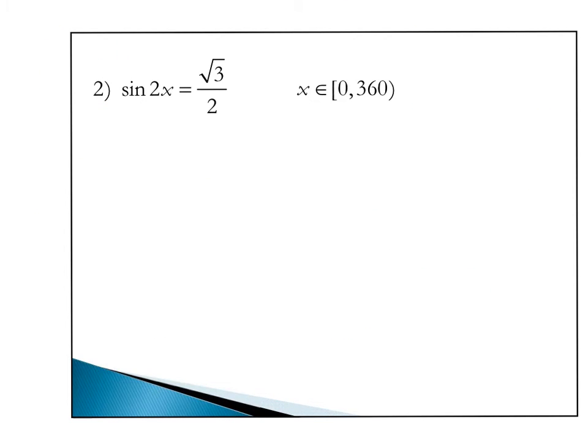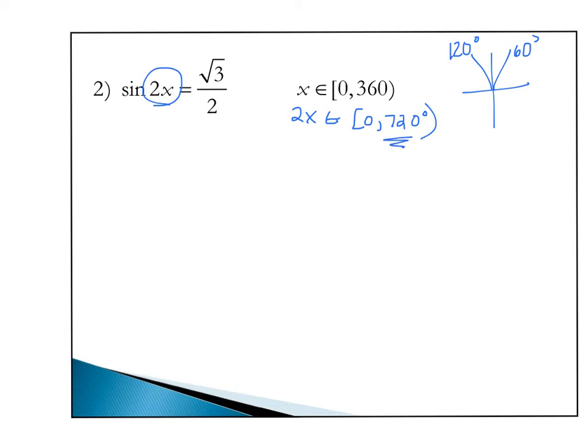Notice in this problem here, I now have a double angle problem. Since my x has been multiplied by 2, my interval needs to be multiplied by 2. So now 2x is in the interval of 0 to 720 degrees. Alright, so now that I've identified my interval, I'm going to ask myself, when does sine have a ratio of root 3 over 2? And that occurs here and here. And in degrees, that's going to be at my 60 and my 120.